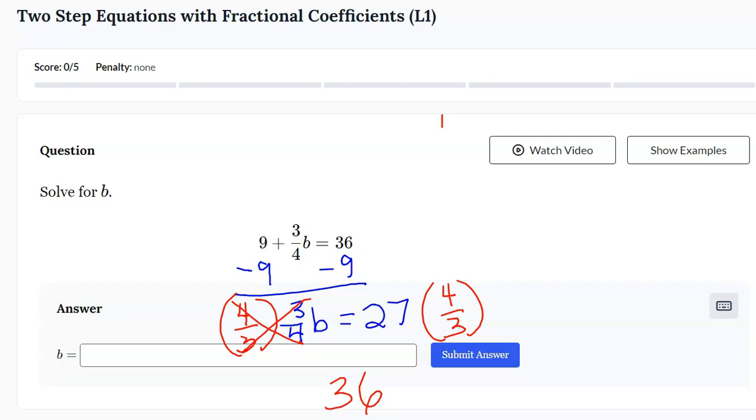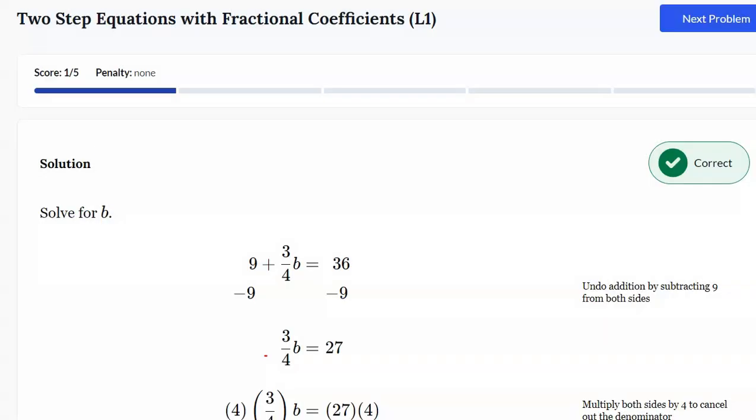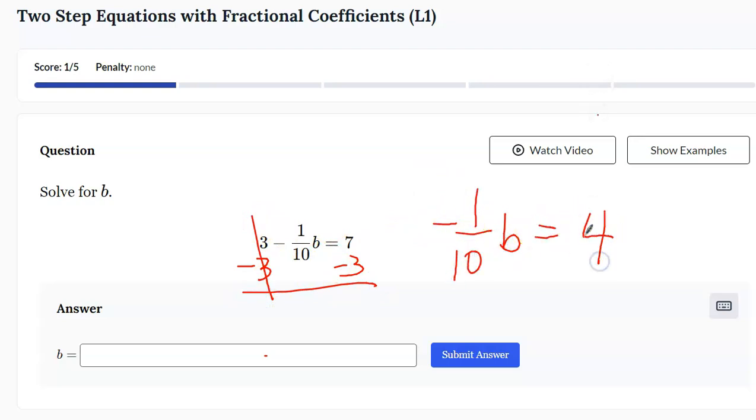All right, let's clear this out. Type a 36 and do one more problem. All right, find your variable. Get rid of your constant. Remember, this minus sign belongs to the fraction, not the 3. So we're actually going to subtract 3 from both sides. That gives us -1/10. And over here we get a 4.